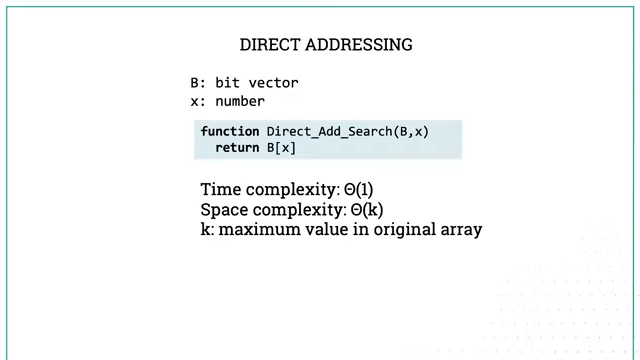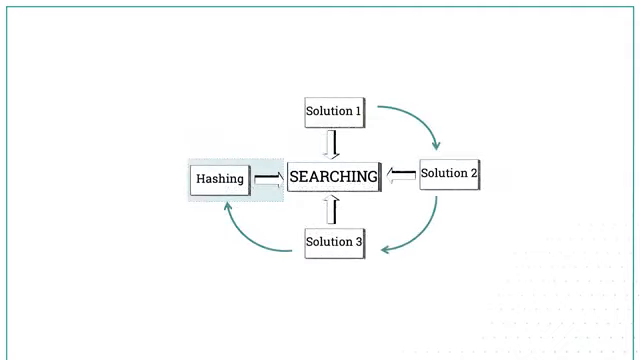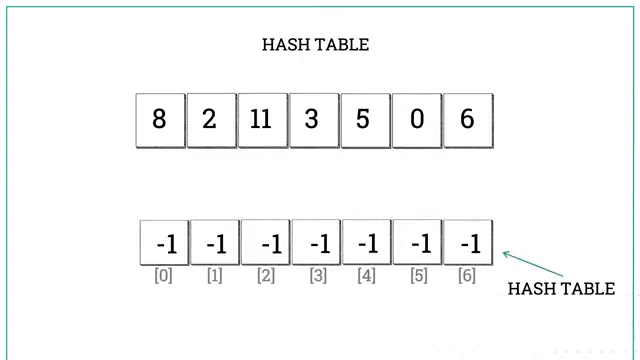Can we get a time complexity as good as direct addressing without using so much memory? Well, under certain conditions, we can. And that leads us, finally, to solution 4, which is based on the idea of hashing. Similar to direct addressing, we will also use an array to store the numbers. This array is called the hash table.